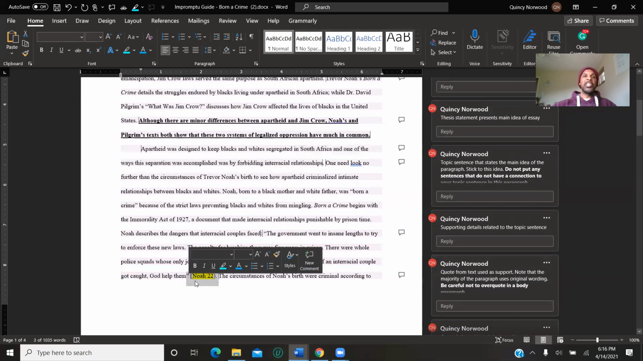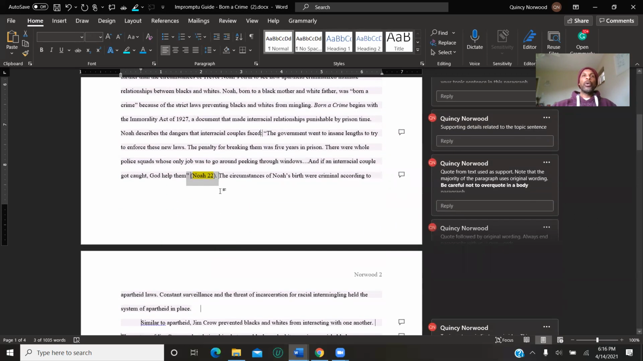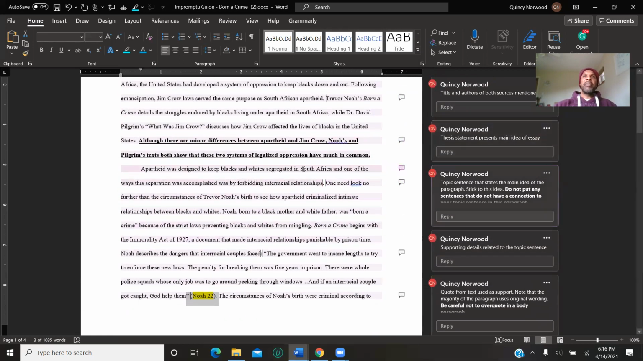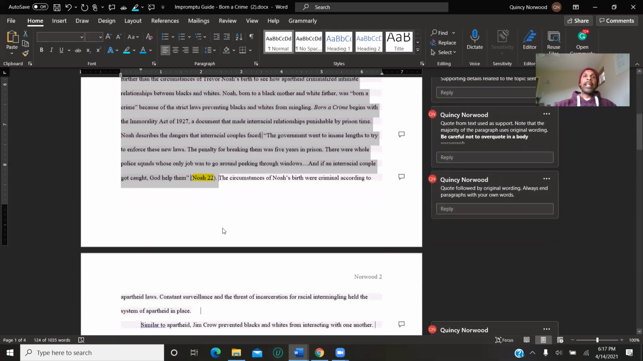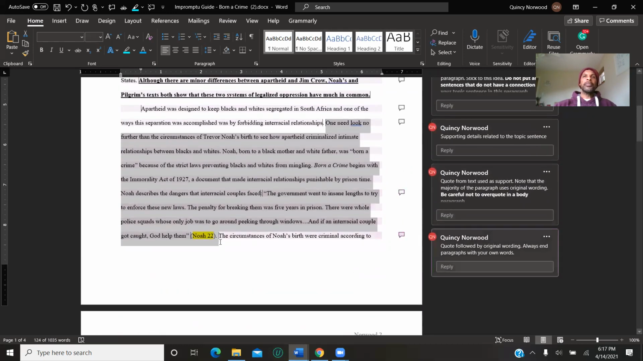And then here's my citation. Now always follow up quotes in your own words. The circumstances of Noah's birth were criminal according to apartheid laws. Constant surveillance and the threat of incarceration for racial intermingling held the system of apartheid in place. And that's it. That was a PIE paragraph. Here's our topic sentence, which states the main idea. Here's our specific example from our text, which is our information, and this is our point. And here's our follow-up, our explanation, in our own words.